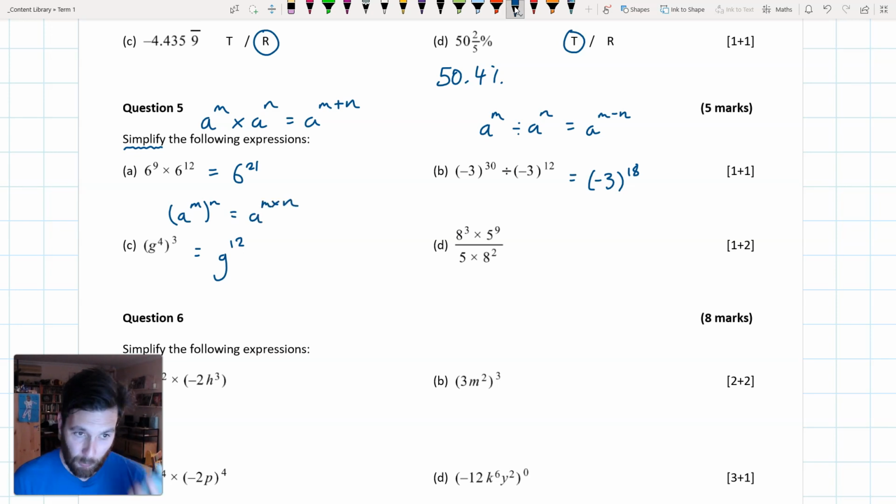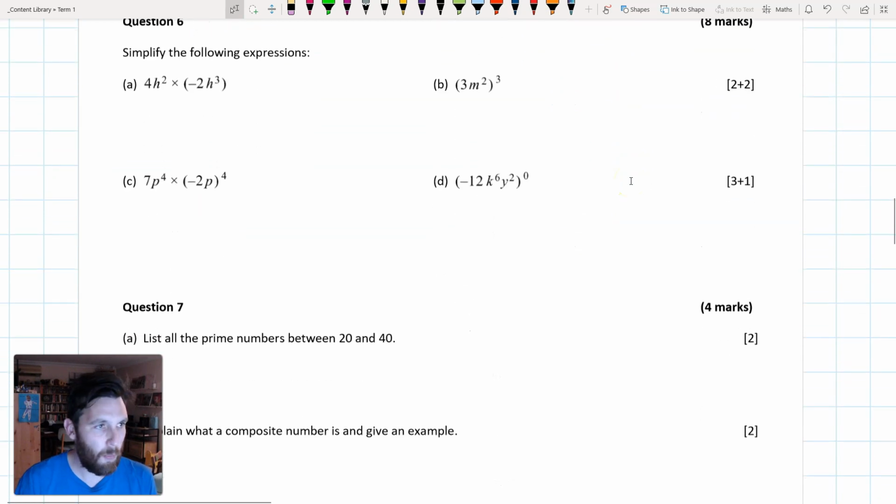Okay, and the next one, we've got to do a bit of a combination one. Now remember, we can only simplify powers if the bases are identical. So for all the ones that we've done so far, the bases have been identical and there's only been one of them. But for this next one, we have to do 8 to the power 3 divided by 8 to the power 2 separately. So again, we do 3 take 2, which gives us 8 to the power 1, or just 8. And then 5 to the power 9 divided by 5 to the power 1, there's an invisible 1 there, don't forget, would be 5 to the power 8. Cool, that's that one done.